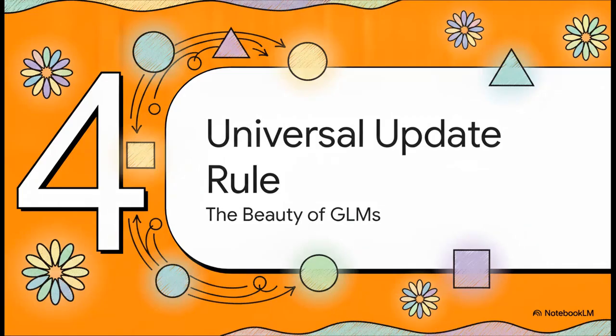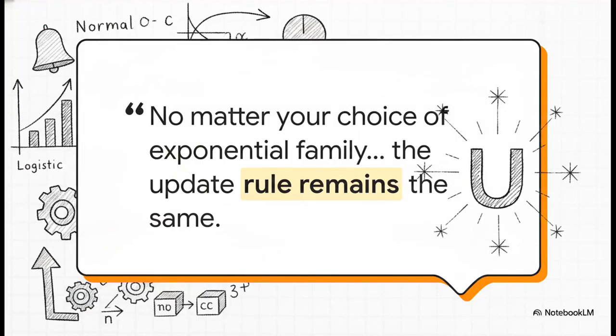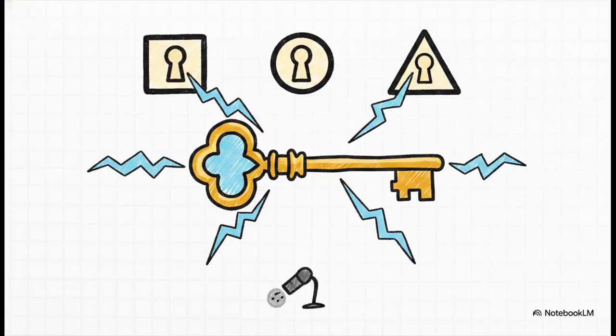All right, part 4, the universal update rule. The beauty with GLMs is that no matter your choice of exponential family distribution, the update rule remains the same. Just think about the massive implications of that statement for a second. This right here is your ultimate reward for navigating all that heavy math. You literally don't need to derive new gradients for every single model you build. Whether you're using linear regression, logistic regression, or Poisson regression, the gradient ascent update rule looks exactly like this. It is basically the mic drop equation of machine learning.